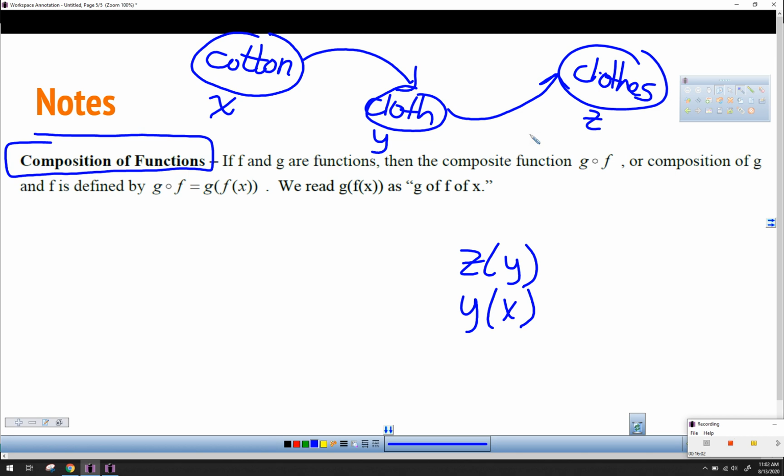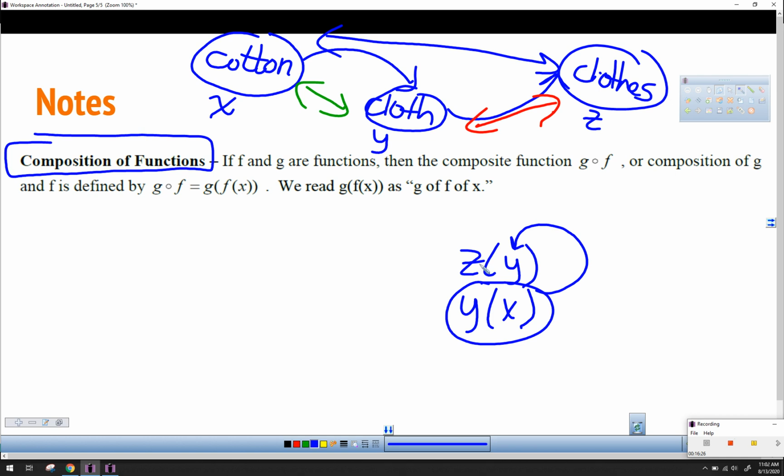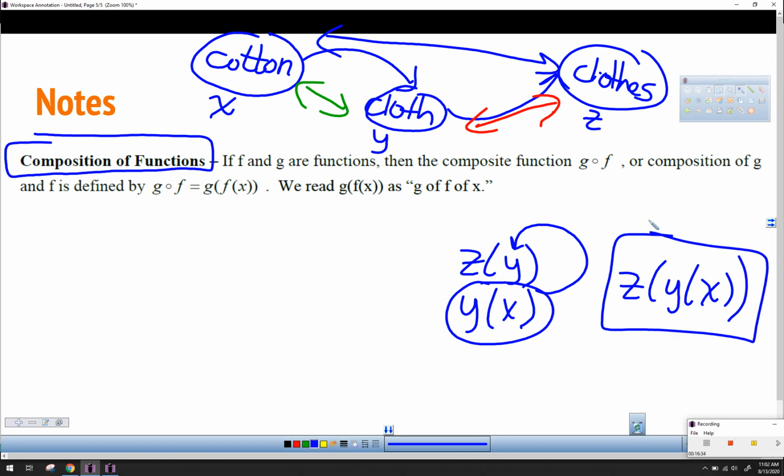So then if there's a relationship between clothes and cloth, and there's a relationship between cloth and cotton, wouldn't it stand to reason then that clothes have to be a function of cotton as well? So in other words, since cloth is a function of cotton and clothes are a function of cloth, wouldn't that stand to reason that you'd have a function inside of another function? And that's the idea of function composition, composing functions. Now, the symbol that we use to represent function composition is basically a little circle, and it's read G of F, and that represents the function F inside of the function G. And that's the symbology for function composition.